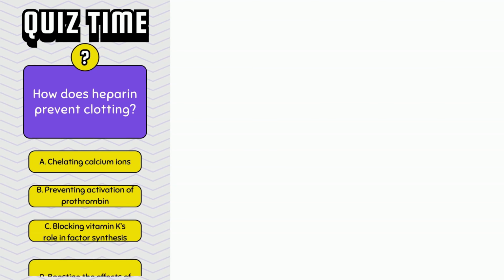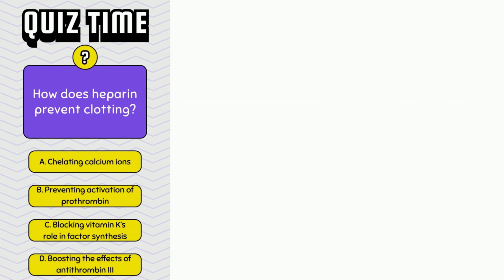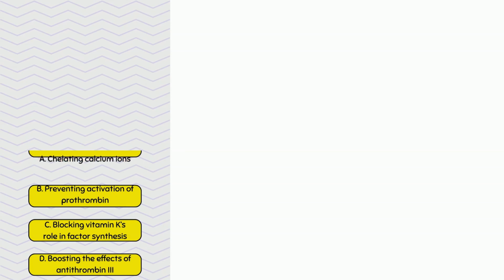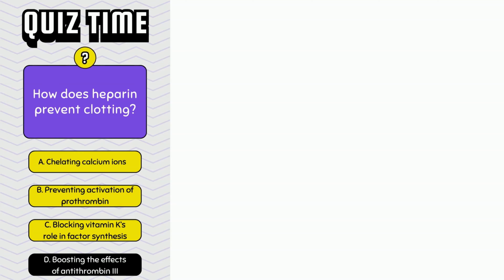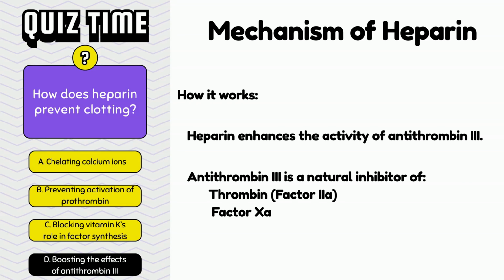How does heparin prevent clotting? The answer is D. Heparin is an anticoagulant that works by enhancing the activity of antithrombin III. Here's how it works. Antithrombin III is a natural inhibitor of several clotting factors, particularly thrombin, factor IIa, and factor Xa. It inactivates these factors and helps prevent excessive clotting.